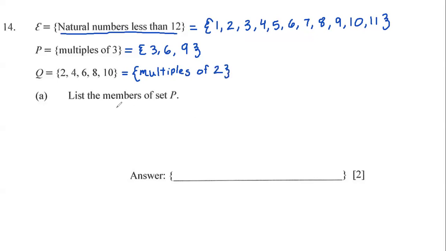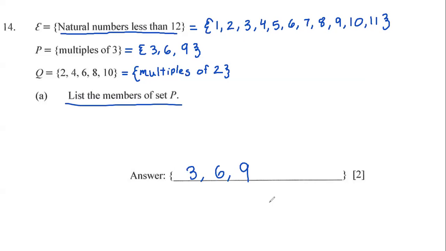Now the question asks us to list the members of set P. And what's going to be the members of set P? They already give us the curly brackets, so we don't have to put them. That's going to be 3, 6, and 9. All right. Do y'all understand that? Let me know, please, if y'all get it. Yes, sir. Okay, good.